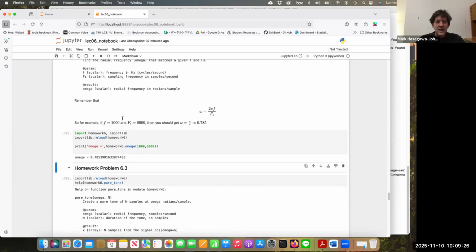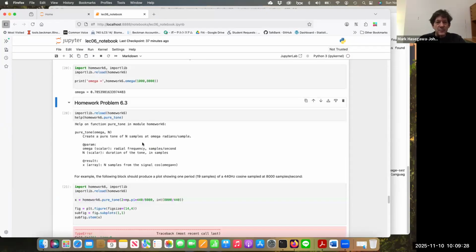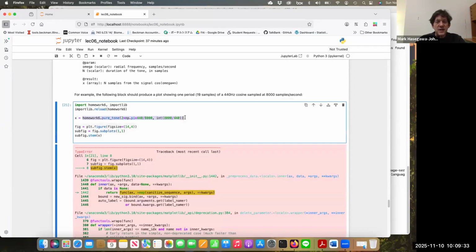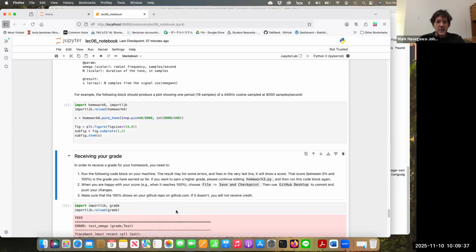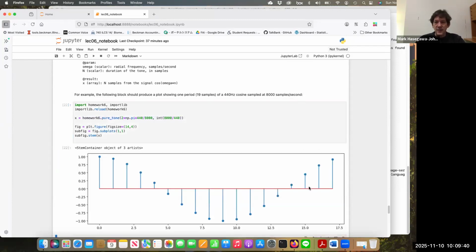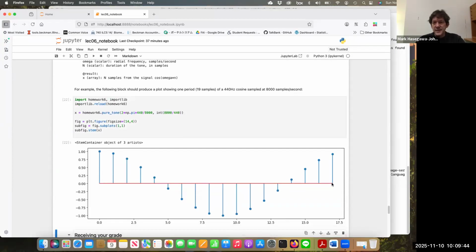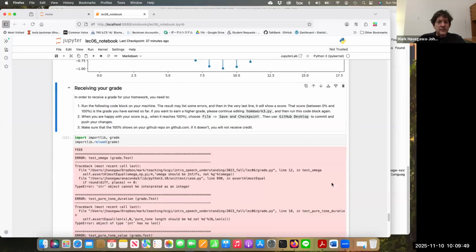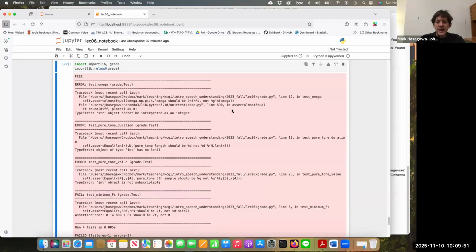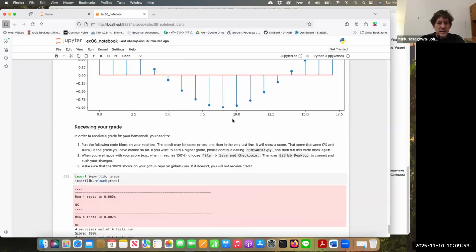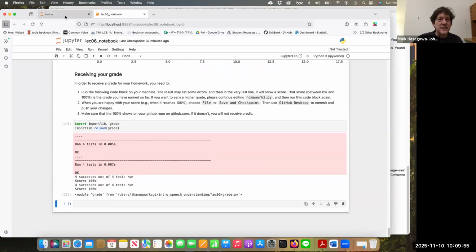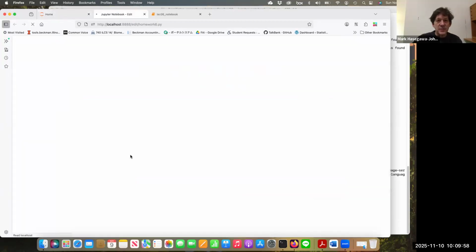And then finally, if we generate a pure tone with a frequency of 440 hertz, we should get a stem plot that shows that tone at 440 hertz. And there it is, 19 samples for that tone, 18 samples shown here. All right, let's try running the grade.py and see if it gives us 100%. Grade.py gave us 100%.